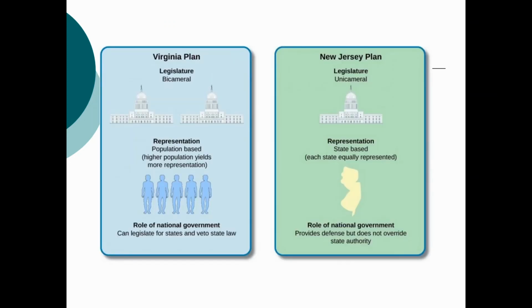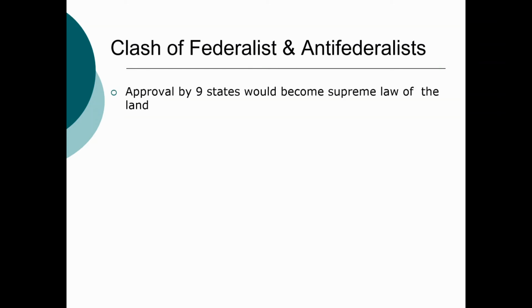Here's a little graphic organizer of the Virginia Plan and the New Jersey Plan. So, in the Second Constitutional Convention, we have a new form of government, three branches of government, a bicameral legislature. Sounds great. However, a lot of people walked out of the Second Constitutional Convention unhappy with it, and they wanted to oppose this new form of government.